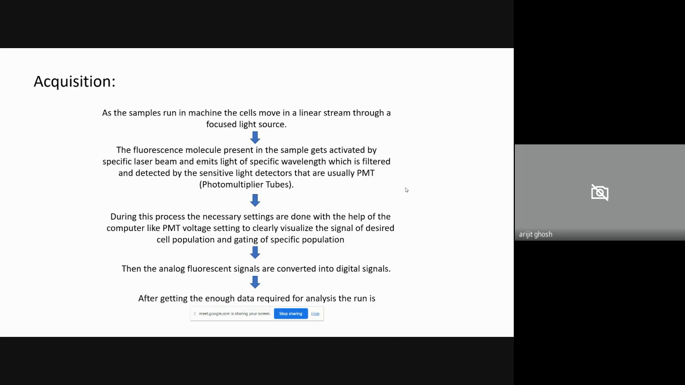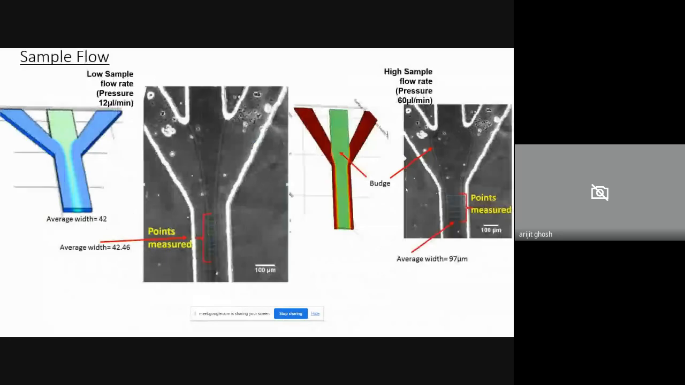Now after that, the analog fluorescent signals which are detected by the PMT, or photomultiplier tubes, are converted into digital signals. And finally, after getting enough data, sometimes we collect 20,000 events, sometimes 10,000 events, and sometimes we also run 1 lakh to 2 lakh events. After getting enough data, we stop the run to analyze the sample.